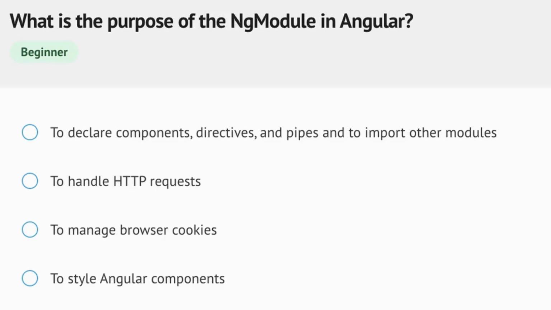What is the purpose of the NgModule in Angular? The purpose of the NgModule in Angular is to declare components, directives, and pipes, and to import other modules. It organizes an application into cohesive blocks of functionality, ensuring a modular architecture. NgModules also define the scope for the services they provide, helping manage dependencies across different parts of an application.